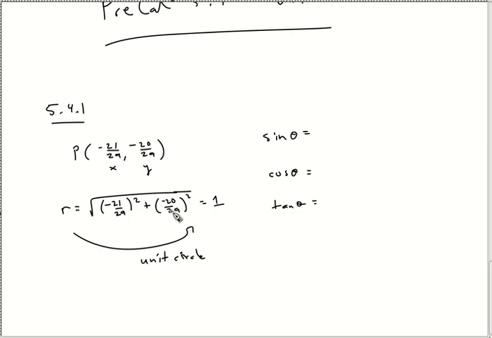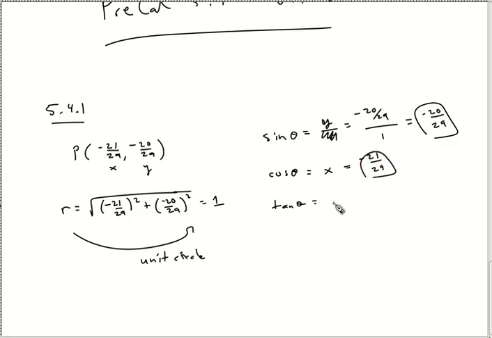So the point, though, is that whenever I do y over r, I'm doing the negative 20 over 29 divided by 1. Well, it's just done. You're done. You don't need to do any of that. So cosine then is simply just an x. You just didn't need the r at all. Simply just the x. And so that's negative 21 over 29.